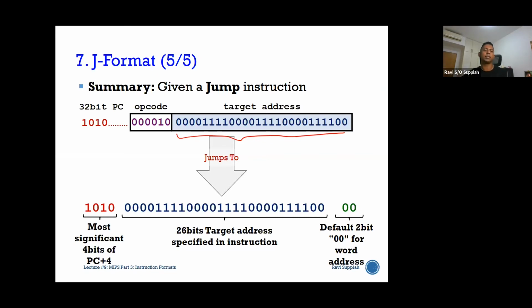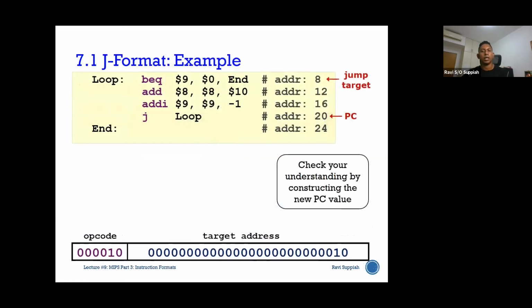So definitely the range is much bigger compared to a branch instruction. Even though it may not cover the full address memory range, it covers most cases that you will need to apply this instruction for. So let's just do one example.